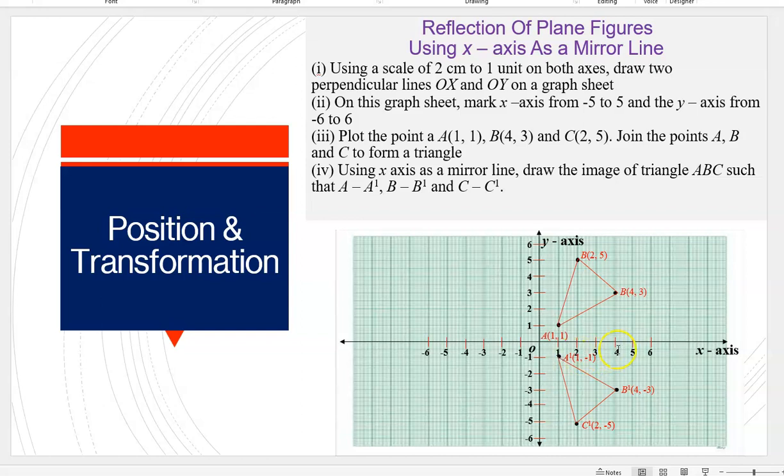Positive 4, negative 3; 4, negative 3; and positive 2, negative 5, and we join the points. So this is being reflected on that.